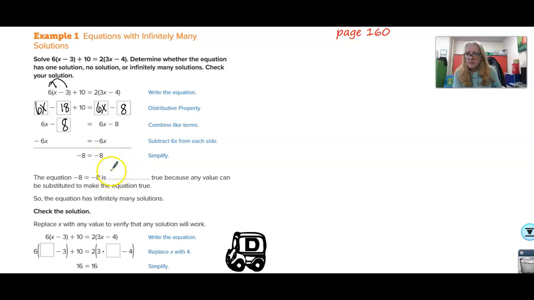So let's see, the equation negative 8 equals negative 8 is true. I don't know what you would put in that box. It is true, because any value can be. So the equation has infinitely many solutions. The left and the right-hand sides are exact matches. And then you can replace x with any value to verify that the solution will work. No matter what you pick, they're going to tell you to put in 4. You get 16 equals 16. You get a true statement. I say you stop when you get to this point where you can tell that the left and right sides are identical. You don't need to work any further than that.